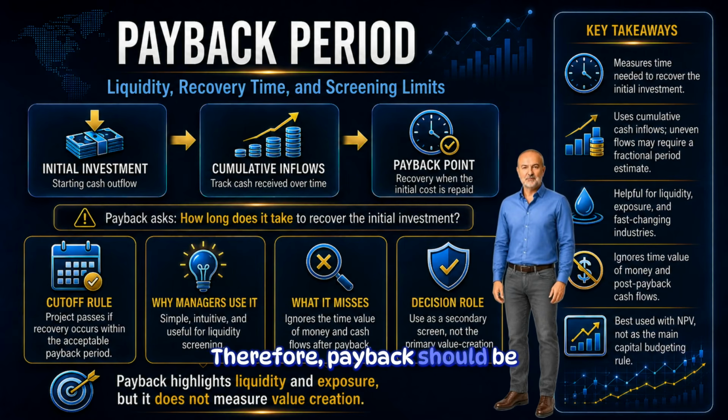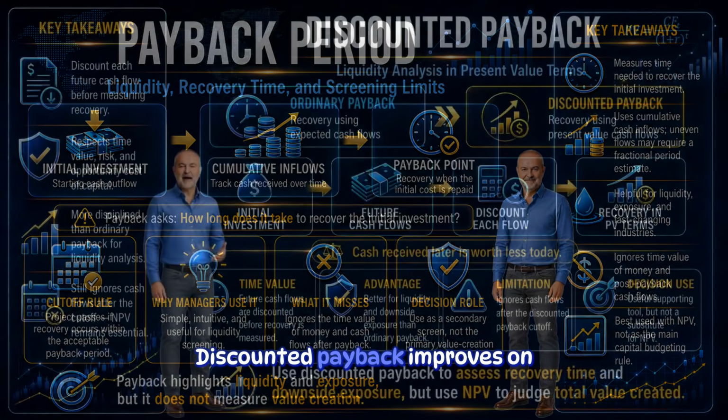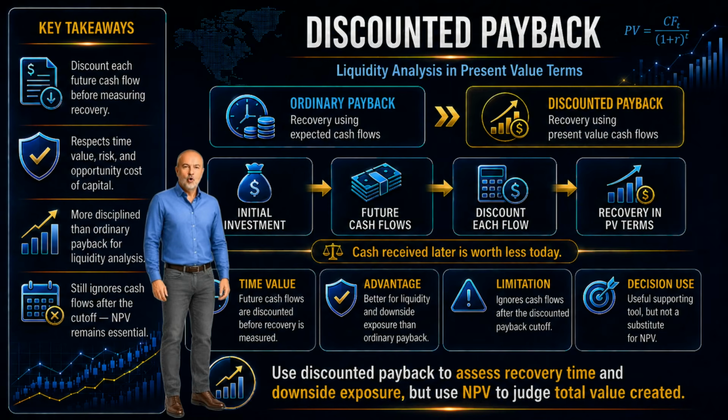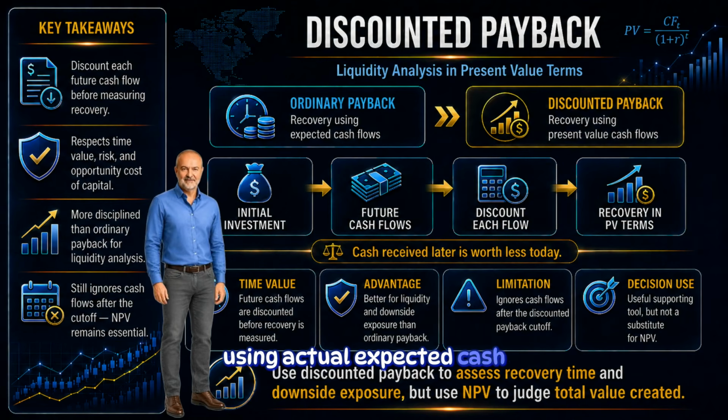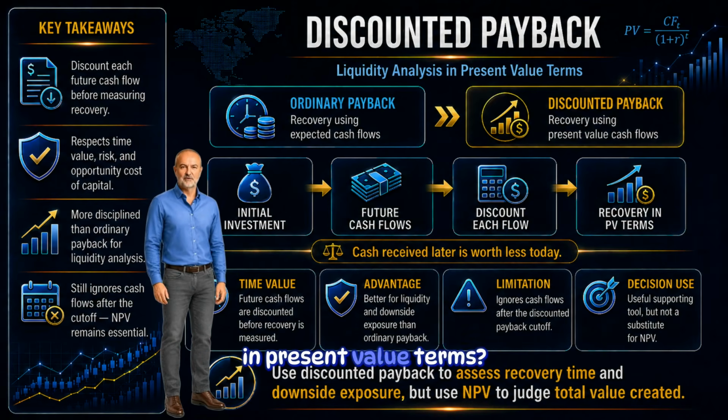Therefore, payback should be used as a secondary screen, not as the primary capital budgeting rule. Discounted payback improves on ordinary payback by incorporating the time value of money. Ordinary payback asks, how long does it take to recover the investment using actual expected cash flows? Discounted payback asks a more disciplined question. How long does it take to recover the investment in present value terms?